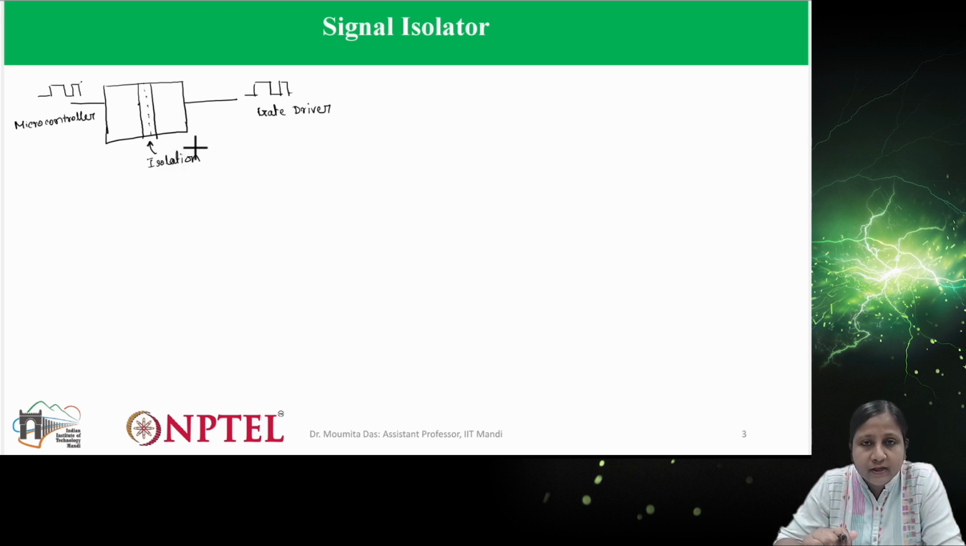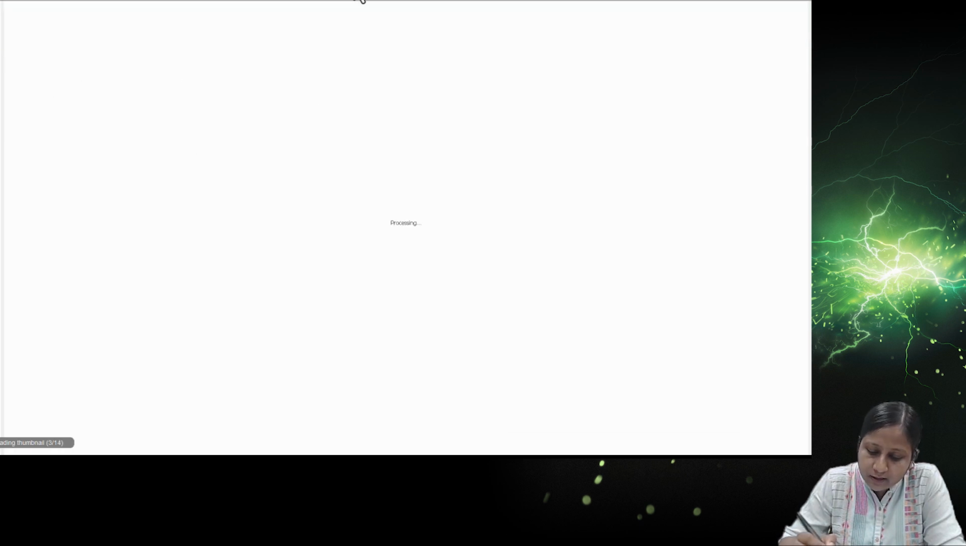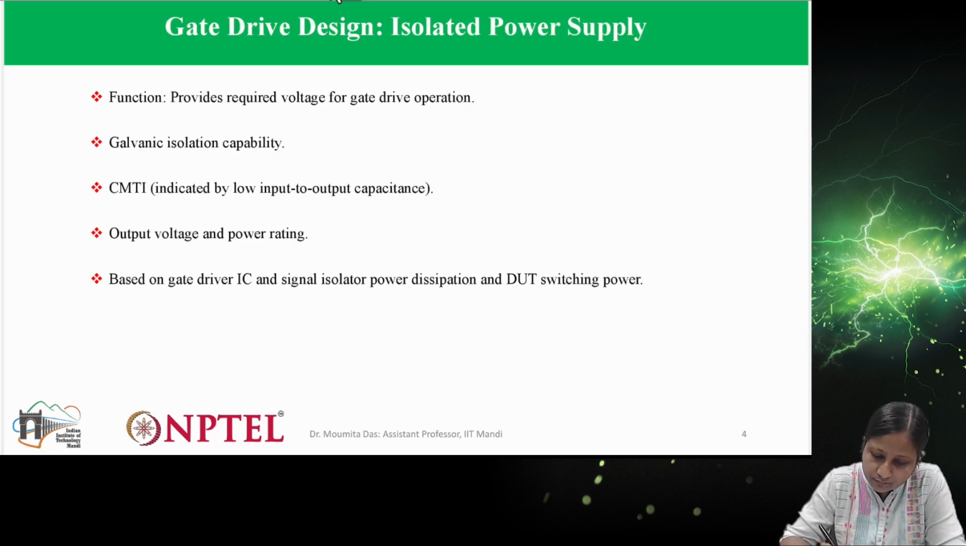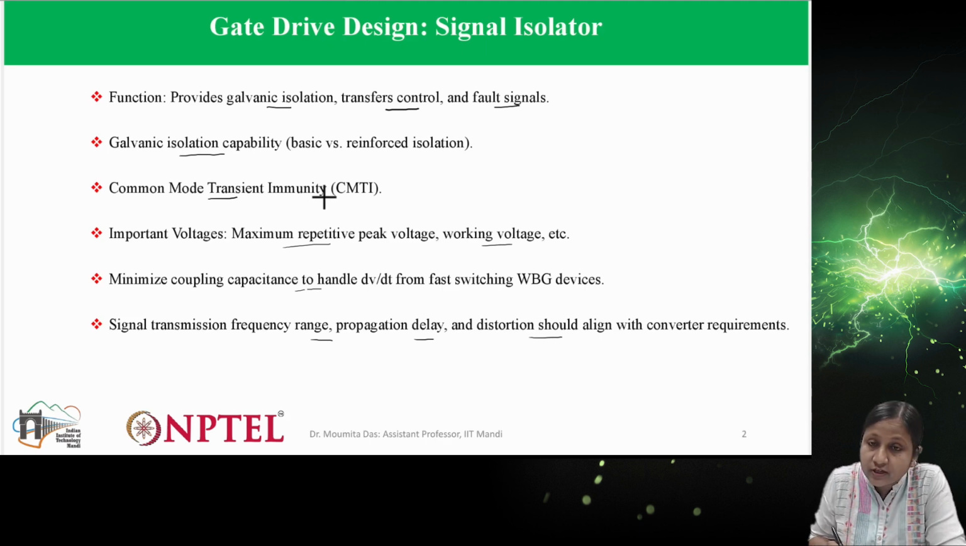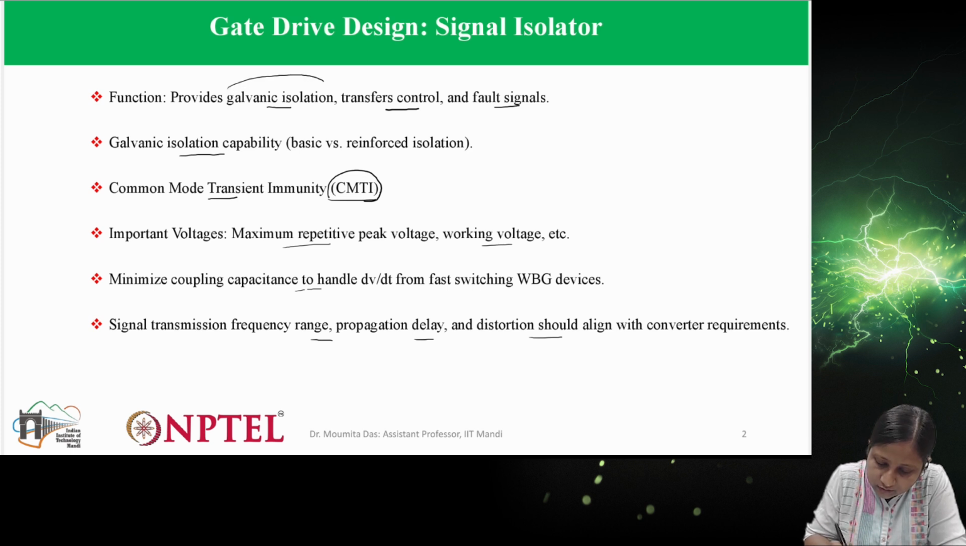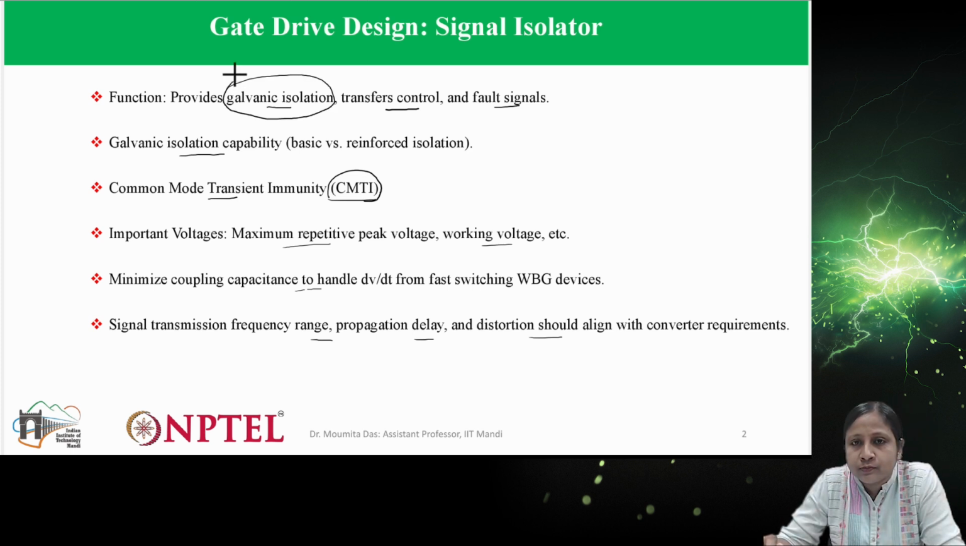So one property is that it should have isolation. Another property is that it should have common mode transient immunity, as you can see here. These two factors should be there: first, galvanic isolation, and second, common mode transient immunity. These two are the basic properties. Along with them, additional things are required for wide bandgap devices. Those are important, but not essential. These two properties are essential in a signal isolator.